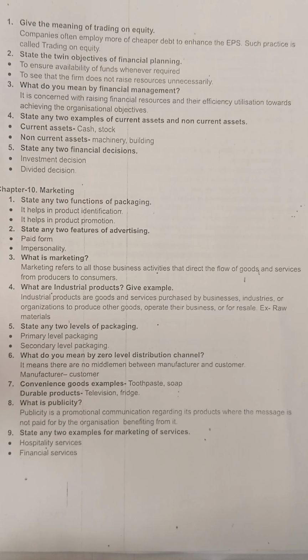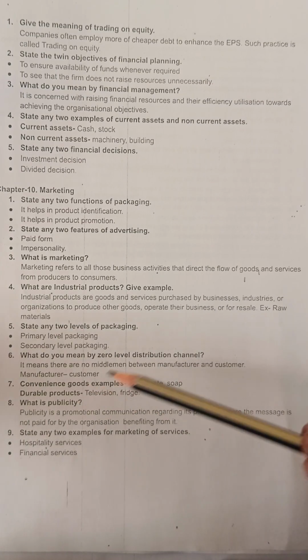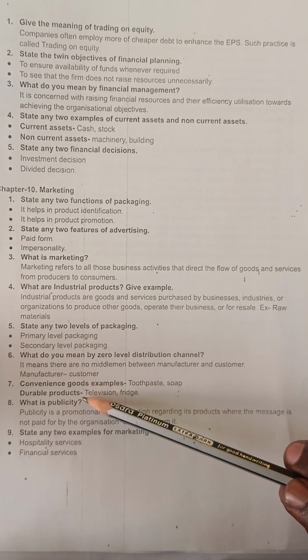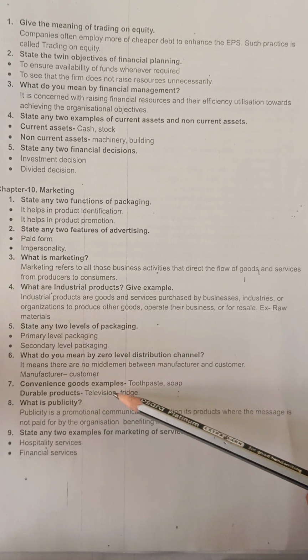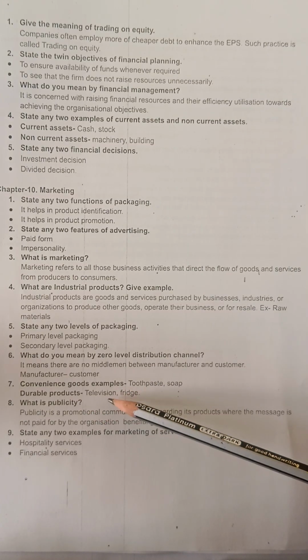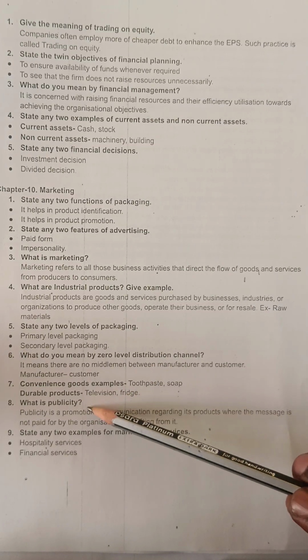Next, fifth one, state any two levels of packaging: primary level of packaging and secondary level of packaging. Next, sixth one, what do you mean by zero level distribution channel? It means there are no middlemen between manufacturer and consumer. The manufacturer directly sells the goods to the consumers. Next, convenience goods. Example for convenience goods: toothpaste and soap, and durable products: television and fridge.